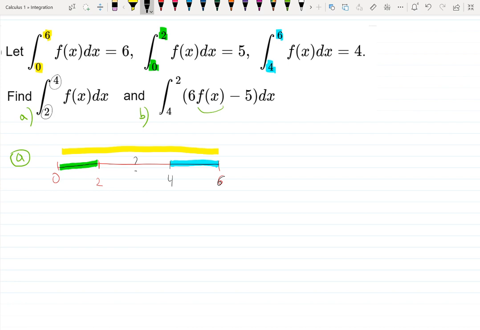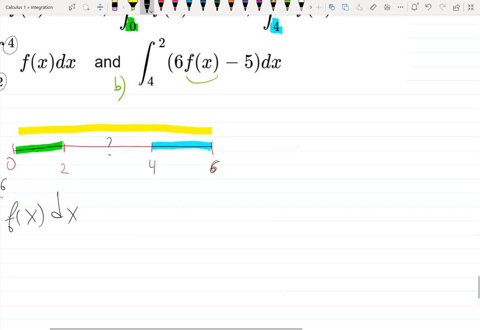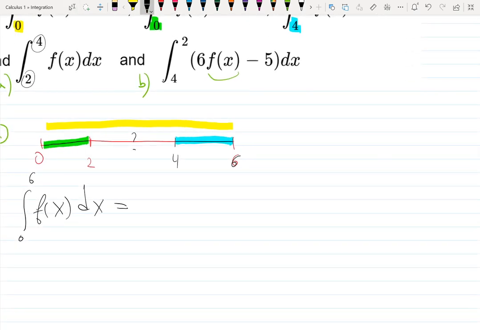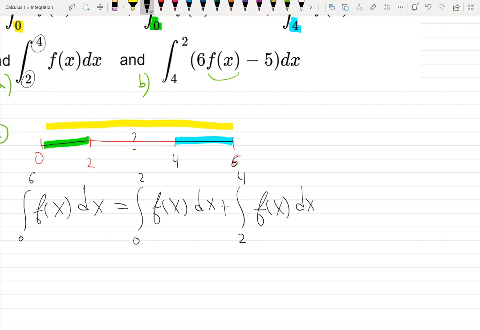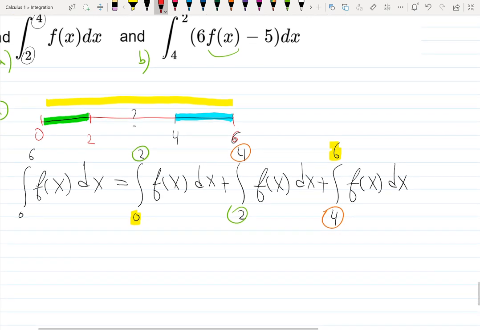So for A, I will write down that the total integral from 0 to 6 of f of x dx equals, using properties of integration, we can break the whole interval into small intervals. From 0 to 2, f of x dx plus from 2 to 4, the missing part, f of x dx plus from 4 to 6, the blue part, f of x dx. Check that I did not miss anything. From 0 to 6, connecting points are 2 and 2, 4 and 4. That's how you connect diagonally, basically. Now plug in everything which is given and hope that it's enough to answer the question.